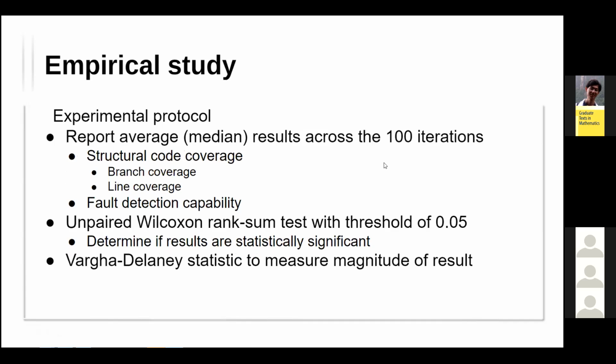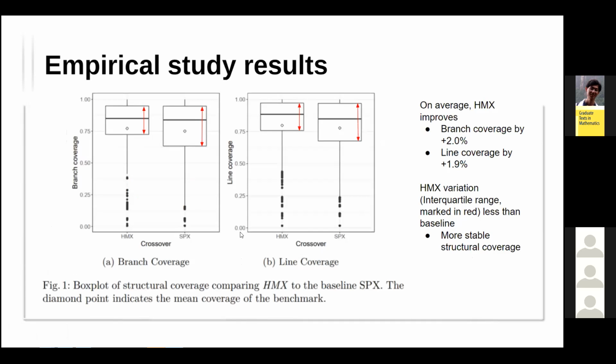So finally, after running the test cases, we report the average and median results across 100 iterations of the structural code coverage, as well as the fault detection capability measured using the weak and strong mutation score. They use two statistical methods to determine the significance and the magnitude of the result. One is apparently a standard statistical test to check whether two distributions are really different in a statistically significant way, and then the Vargha-Delaney statistic measures how different they are. And then we see some data now.